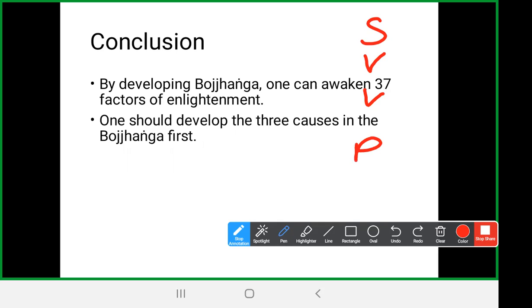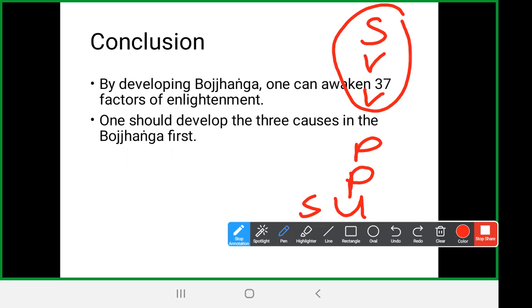Piti, then Passaddhi, then Samadhi, then Upekkha. So remember the courses, and then PPSU. That's how I learned a shortcut way.